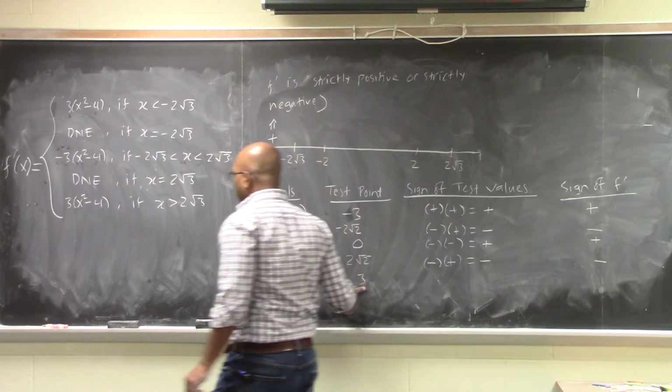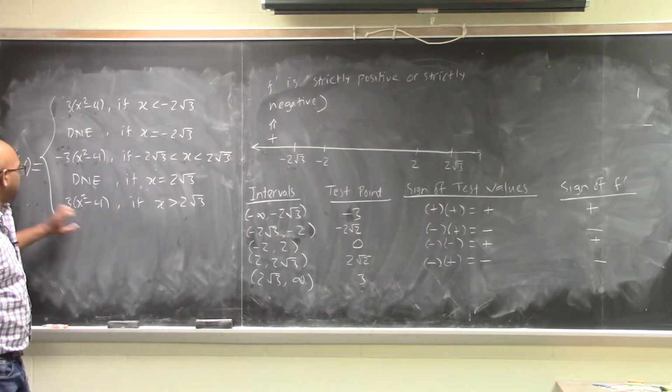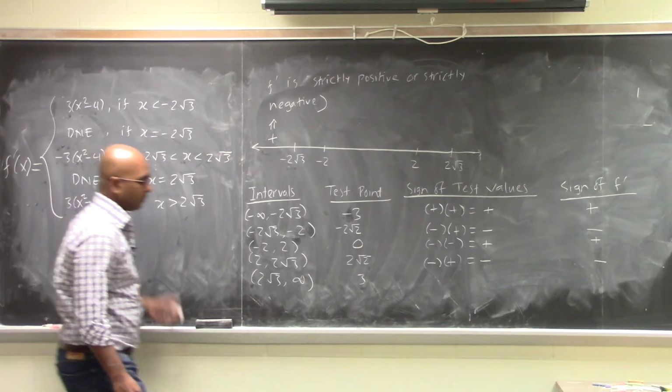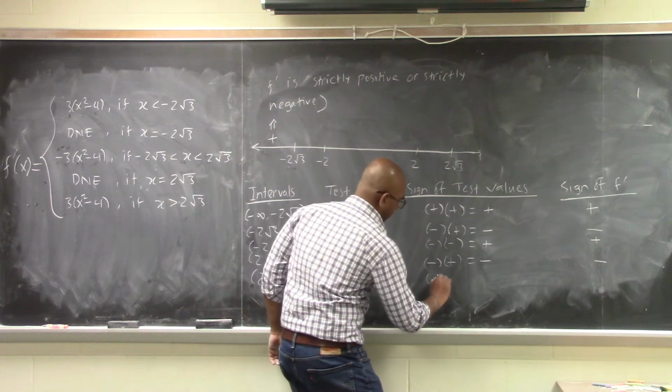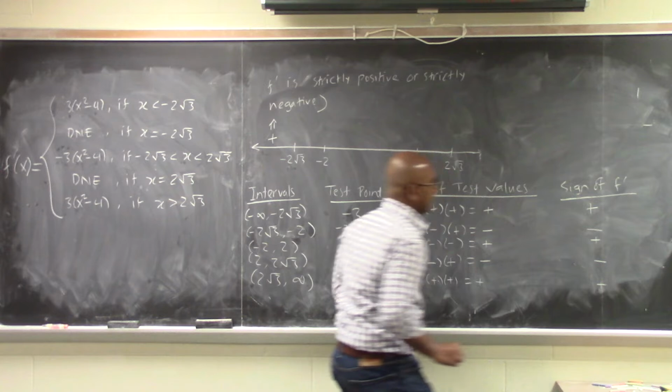And finally 3. So 3 is coming from this interval, right? So we need to plug in here. This guy 3, that's positive. 3 squared is 9. 9 minus 4, that's also positive. So it's positive times positive, which is positive. Okay, so it's positive there.